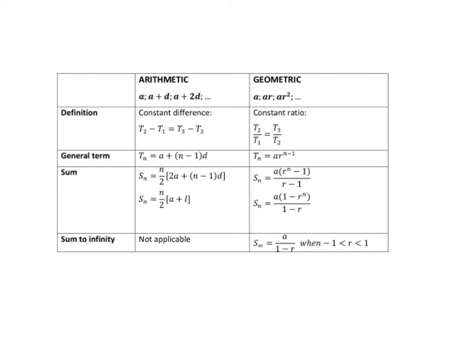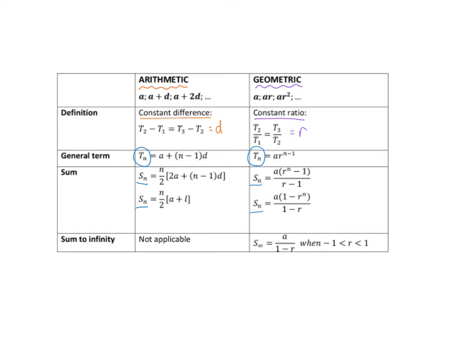The first one was the arithmetic sequence, and there we have a constant difference. Then we also had a look at the geometric sequence, and here we have a constant ratio. For both of these sequences, we then have a formula for the general term called Tn, and then we added the formulas for the sum of a specific number of terms, Sn.